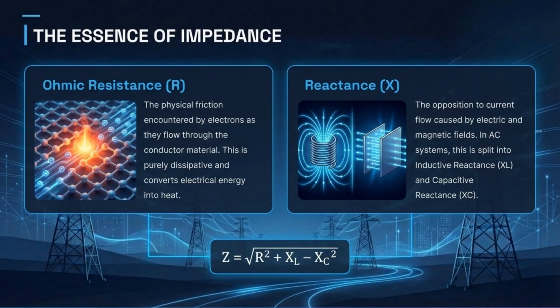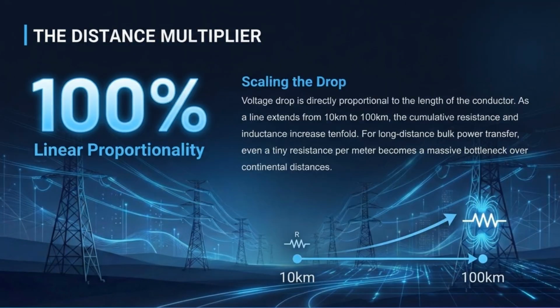The core concept is impedance, Z, the total opposition to AC current flow. This is comprised of ohmic resistance, R, which converts energy to heat, and reactance, X, the opposition from electric and magnetic fields. Distance is a massive multiplier. Voltage drop is linearly proportional to the conductor's length. A tiny resistance per meter accumulates over continental distances, becoming a significant bottleneck.